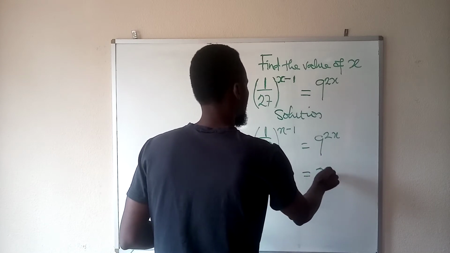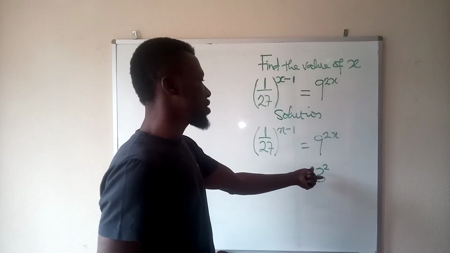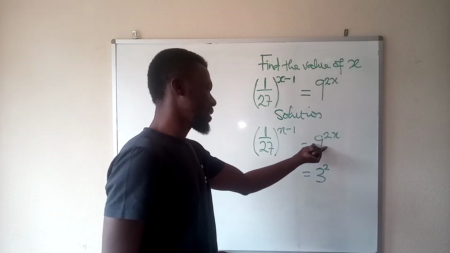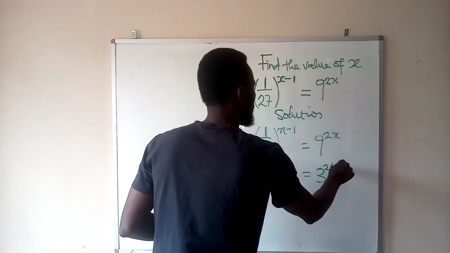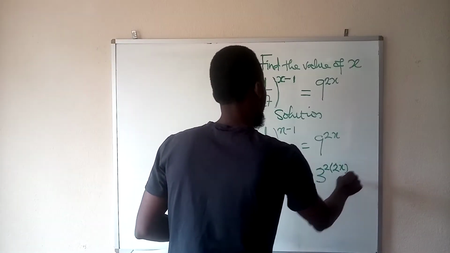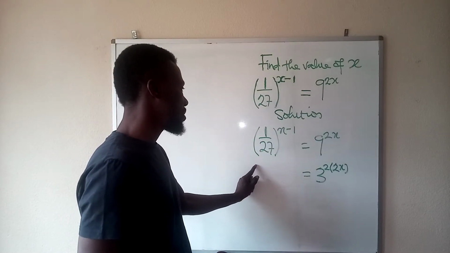Let's put our equal sign here. We know that 3 raised to the power 2 in exponential form will give us 9. So 9 can be rewritten as 3 raised to the power 2. Then let's put a bracket and put our 2x over here.